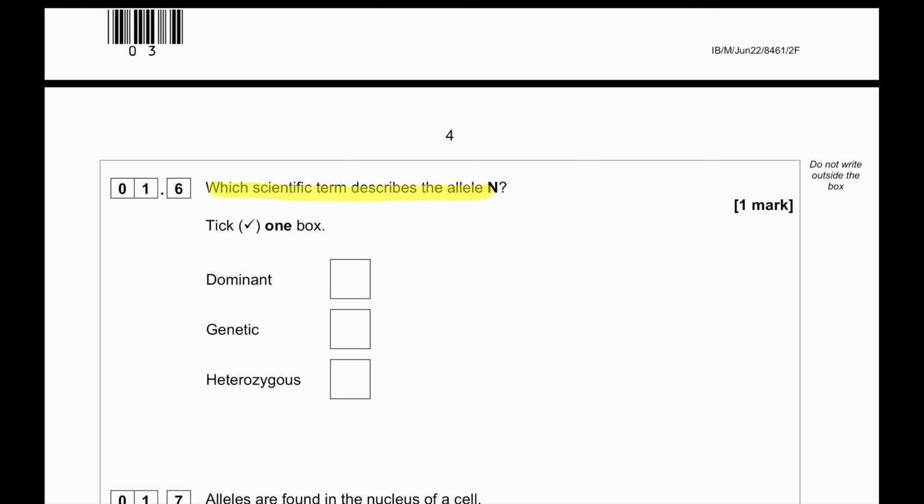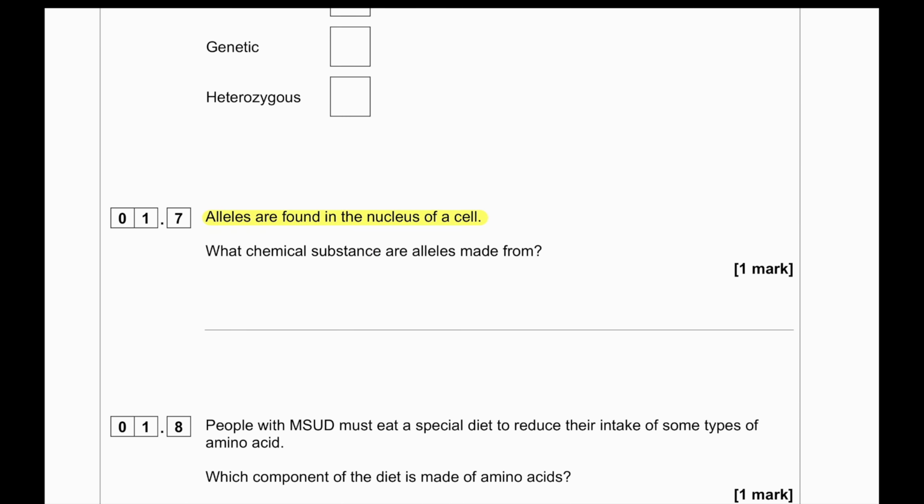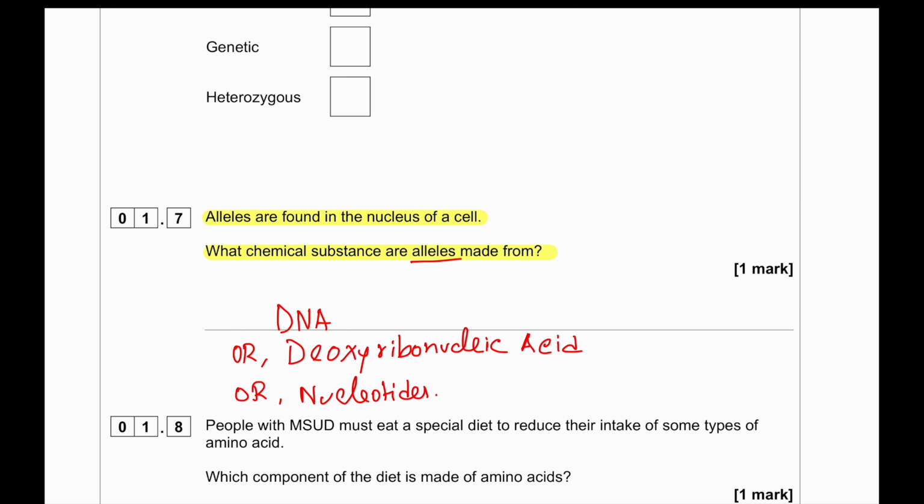Which scientific term describes the capital N? Capital N is representing dominant here. Alleles are found in the nucleus of a cell. What chemical substance are alleles made from? We know that alleles are made from DNA. So we will say that it is made from DNA. Other acceptable answers can be deoxyribonucleic acid, the full form of DNA, or nucleotides.